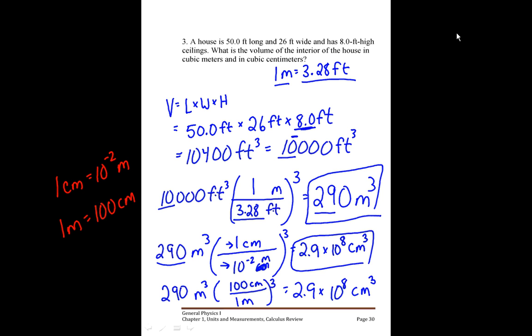Very likely to see unit conversions embedded within problems on the exams where you have to convert from one unit to another unit. That's fairly common in any technical or scientific field.